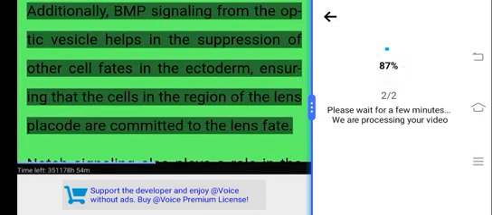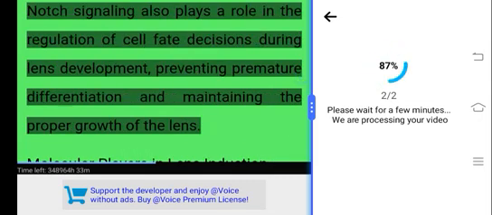Additionally, BMP signaling from the optic vesicle helps in the suppression of other cell fates in the ectoderm, ensuring that the cells in the region of the lens placode are committed to the lens fate. Notch signaling also plays a role in the regulation of cell fate decisions during lens development, preventing premature differentiation and maintaining the proper growth of the lens.